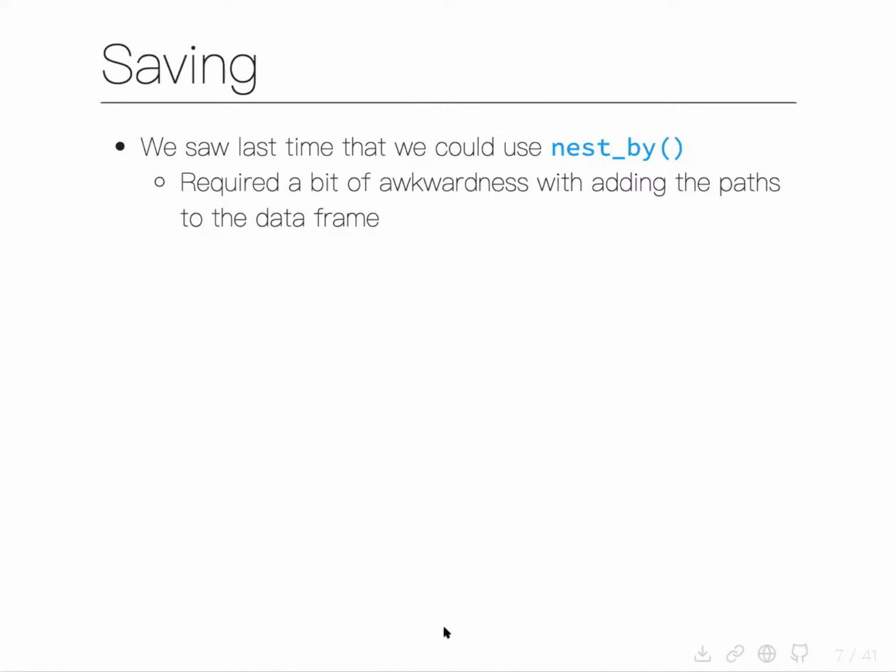Okay, so we just walked through an example of saving all of these plots using this nest by approach. I think it's a little bit awkward because you're adding paths to a data frame and then summarizing with a save, and it just feels weird. So instead we're going to do it again, but we're going to use the walk family, okay?